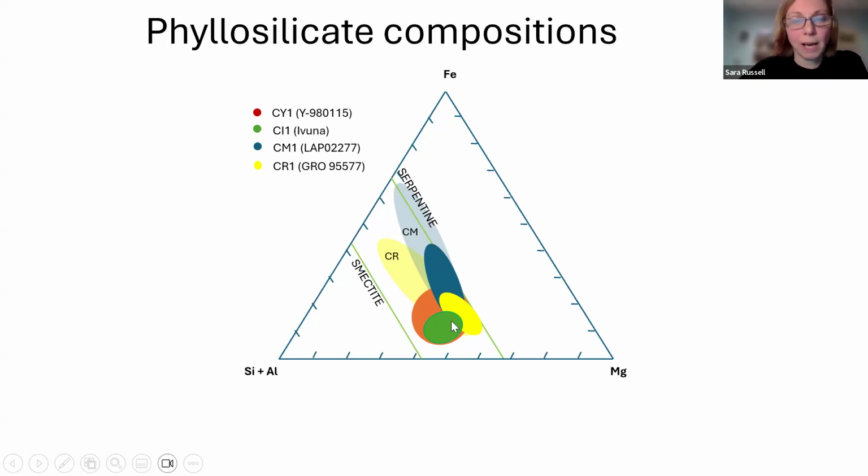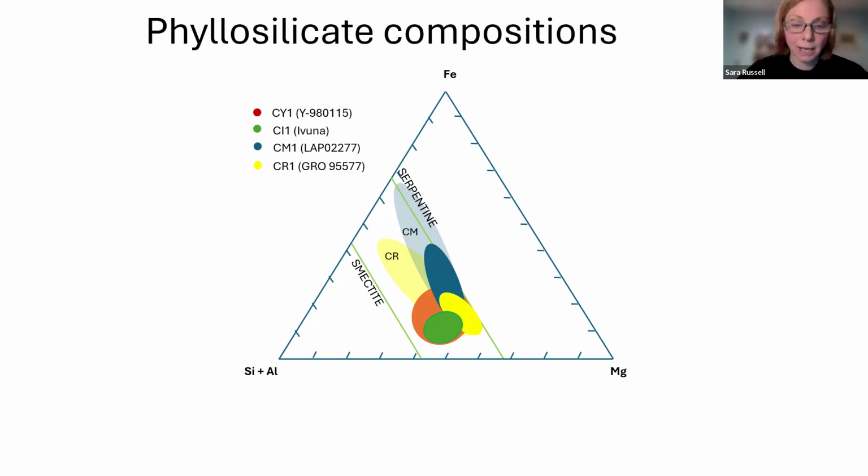The CIs have a composition that's magnesium rich, and it plots between smectite and serpentine. That's because it contains layers of these two kinds of phyllosilicates, serpentine and saponite. The CYs have got a similar range of phyllosilicate compositions, with a slightly wider range with slightly more iron-rich values. The CMs and the CRs are more serpentine-like in composition, and the type 1s plot at more magnesium-rich regions.